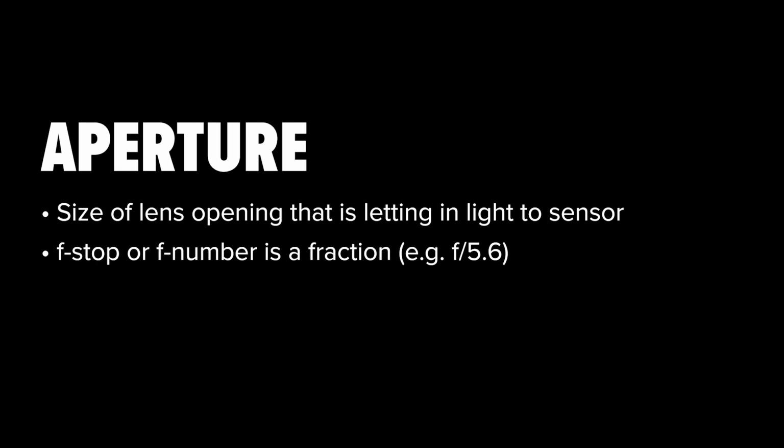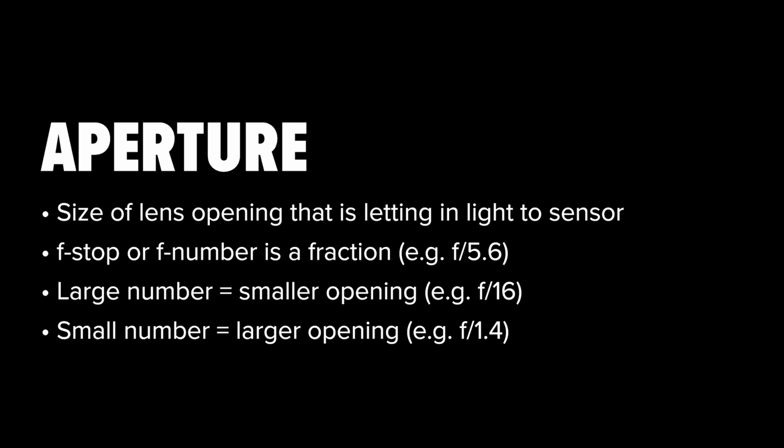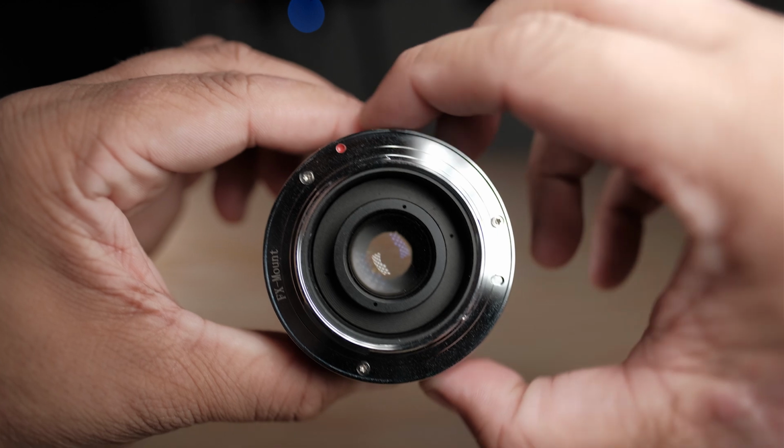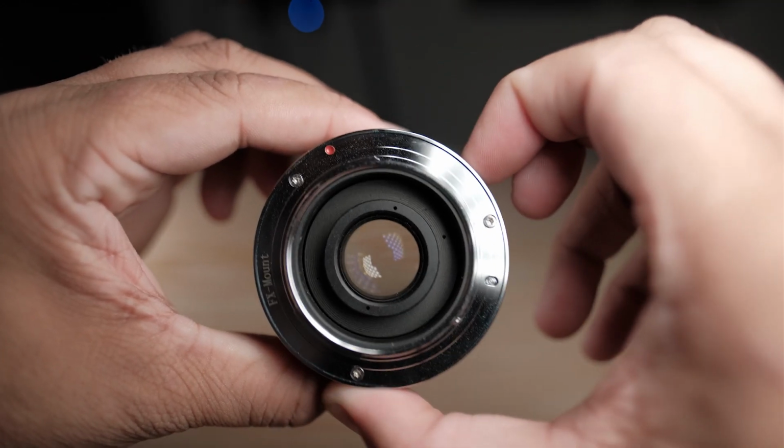The aperture is the size of the lens opening that is letting in light to your camera's sensor. And the measure of the aperture size, which is called the f-stop or f-number, is actually a fraction, so f over the aperture number. The larger numbers like f/16 are for smaller openings which let in less light, and the smaller numbers like f/1.4 are actually for larger openings which let in more light. And when you're changing the aperture, what you're really adjusting is how closed or open the aperture blades of the lens are.